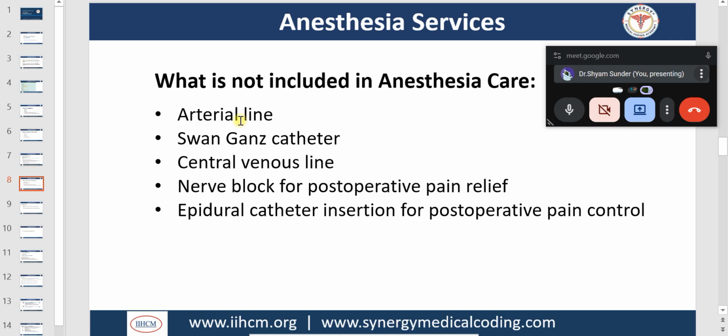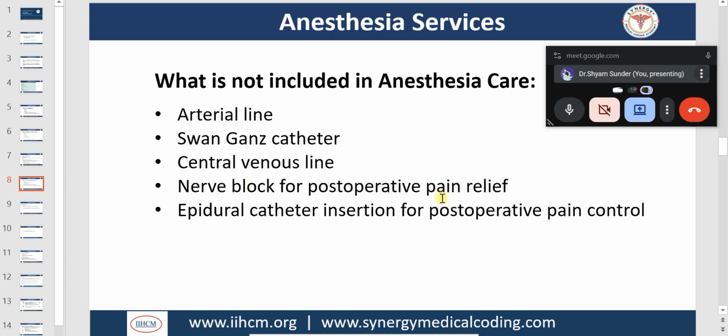Arterial line. IV line is routine, but arterial line is not routine. If the anesthesiologist is putting a catheter in the artery, you can bill it separately. There is a separate code. Similarly, Swan-Ganz catheter. Don't worry about this terminology. These are different lines. Central venous line. Of course, we're going to discuss all this in the next sections, not in this section. But for now, you just remember the arterial line, Swan-Ganz catheter, central venous line, and nerve block for post-operative pain relief.